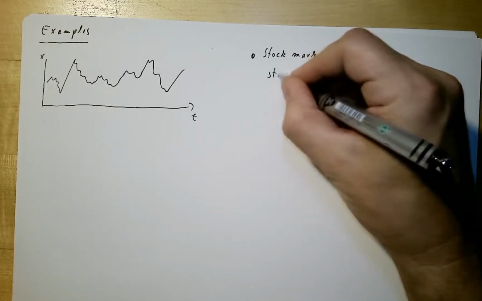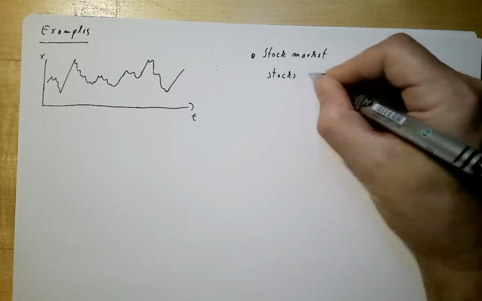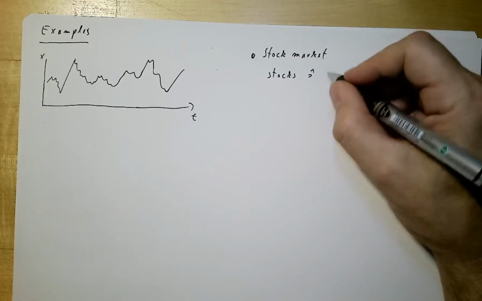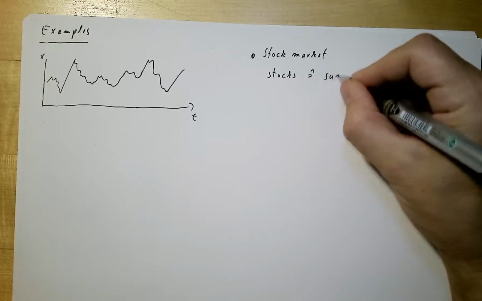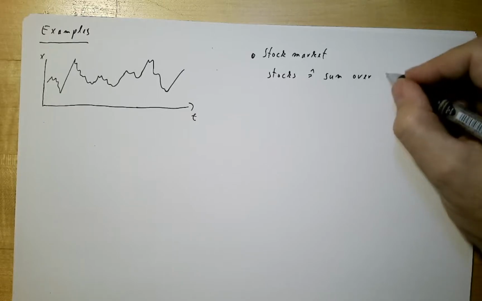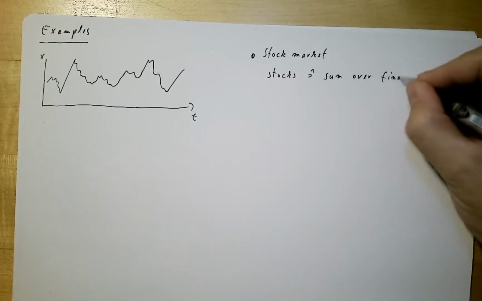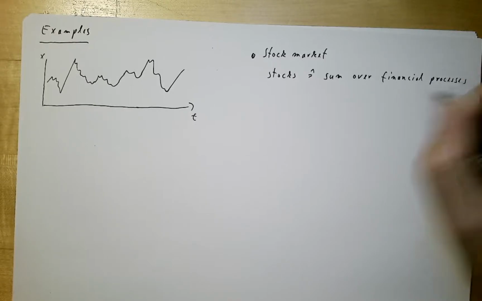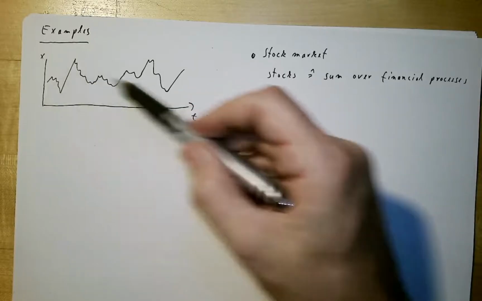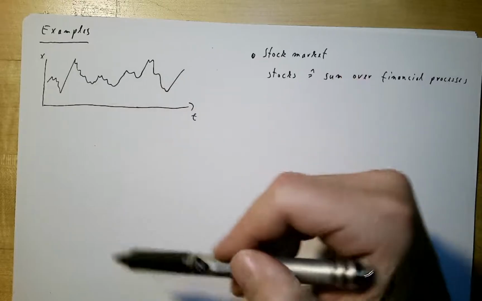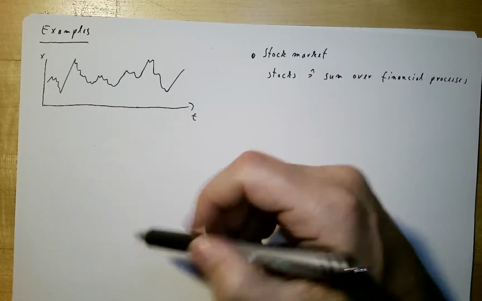the stocks, which are the sum over the financial processes. And then typically you have these functions, and if you know something about the properties of the resulting random walk, you can make a lot of money.